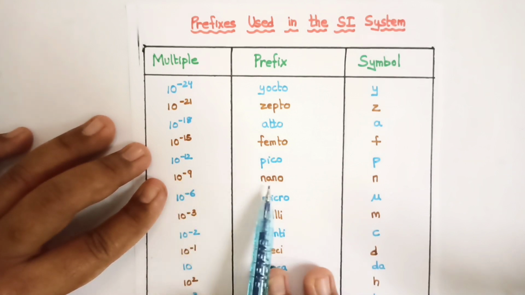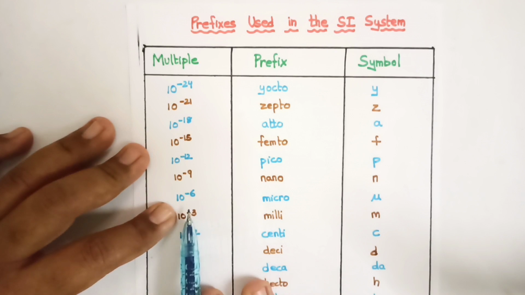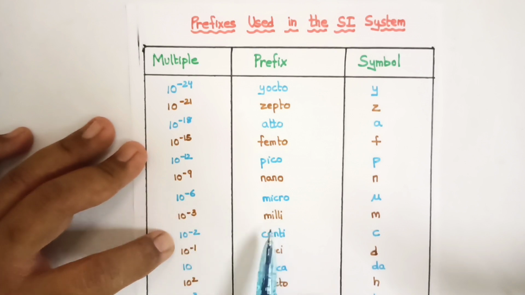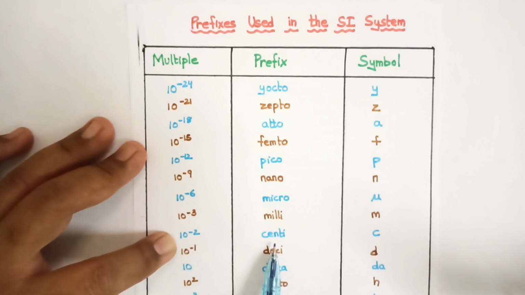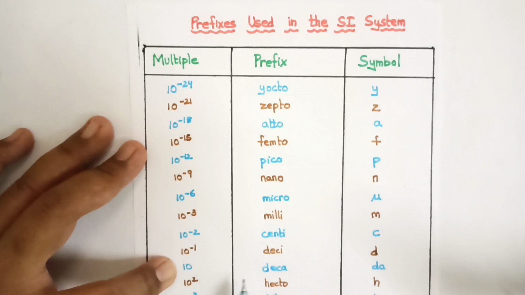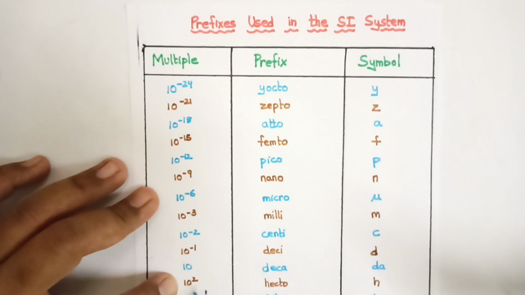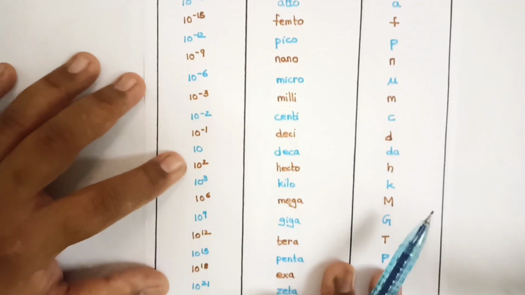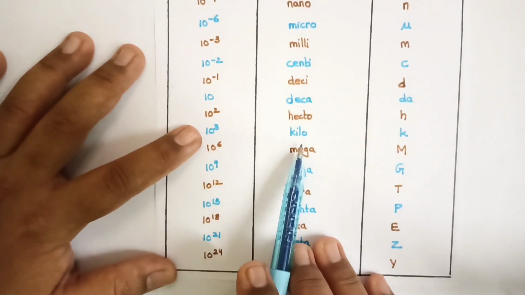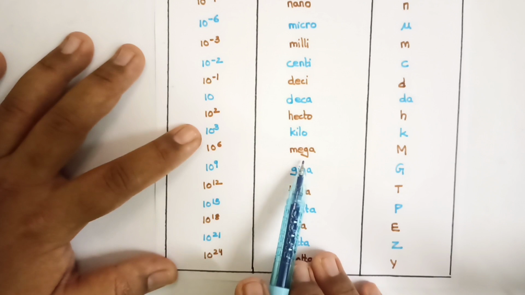10 to the power minus 9 is nano. 10 to the power minus 6 is micro. 10 to the power minus 3 is milli. 10 to the power minus 2 is centi. 10 to the power minus 1 is deci. 10 is deca. 10 to the power 2 is hecto. 10 to the power 3 is kilo. 10 to the power 6 is mega.